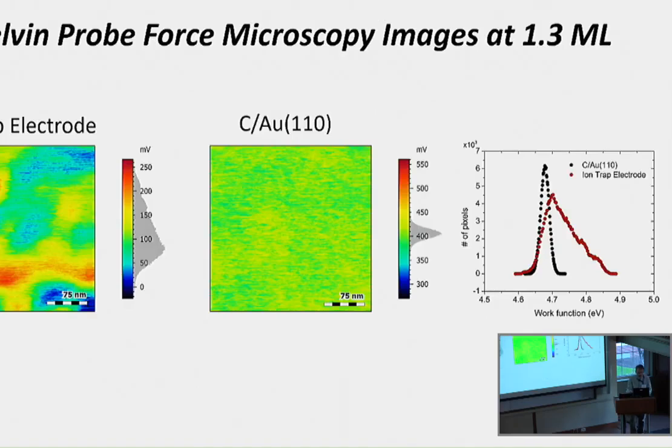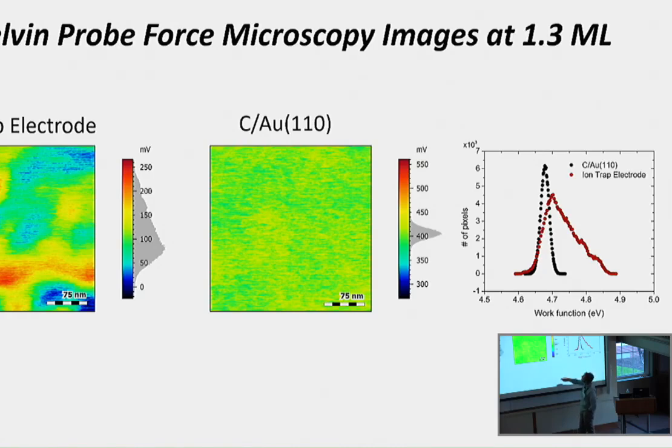All right, let's try to go through this. And the Kelvin force probe microscopy looks like this. For the ion trap electrode, you got these patches of different work functions. For the model system, deposited carbon on gold, and where's the coverage?